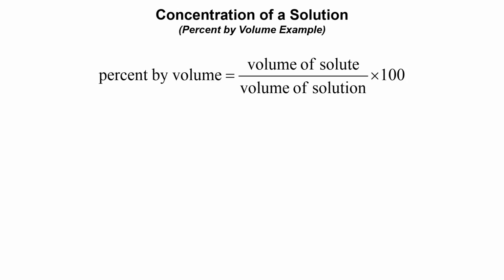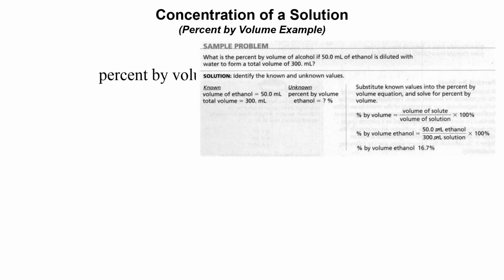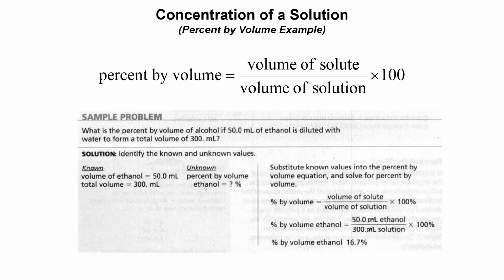Basically, the difference between percent volume and percent mass is that you just use mass in one and volume in the other, and you have to recognize volume units and mass units. They're basically the same equation, as any percent equation really is pretty much the same thing.